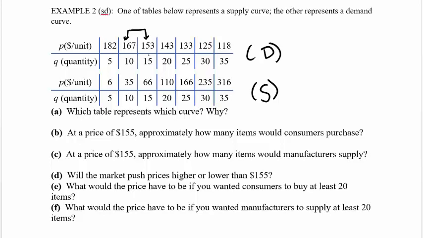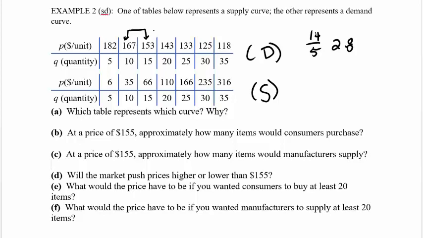We can use the slope of the line between these 2 points to get a better approximation. So if we subtract 167 minus 153, we see that the price spans $14, whereas the quantity spans 5. So if we look at that ratio, 14 over 5, we get 2.8, which means that for every 1 unit we change in quantity, our price will change by $2.8.